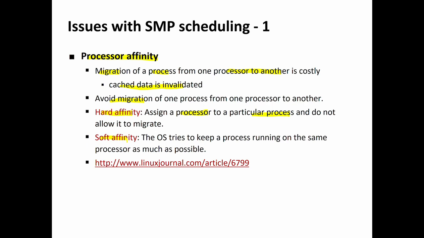And then there's soft affinity, meaning that the operating system tries to keep it running on the same processor as much as possible. But if it's not possible, it can move to another processor. So you can see that this is more difficult, but more feasible. Here's an article that you can read to learn a little bit more about this.